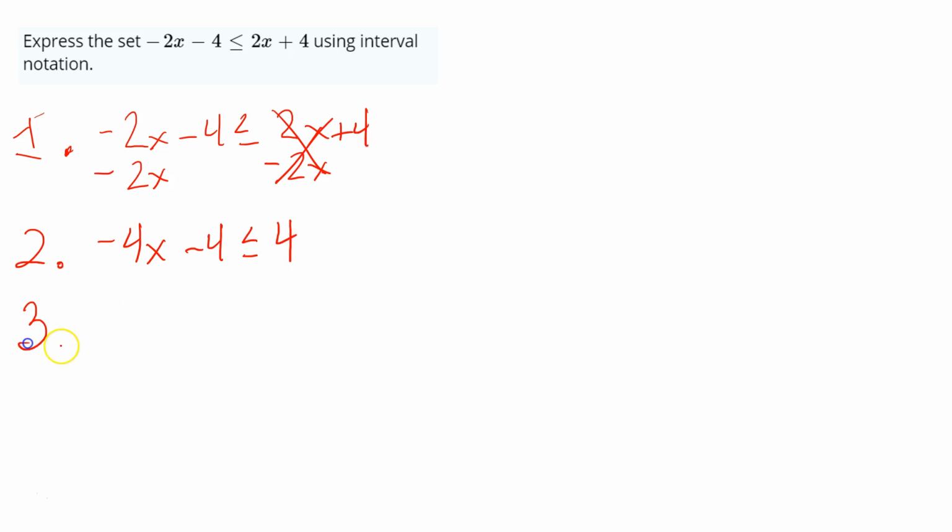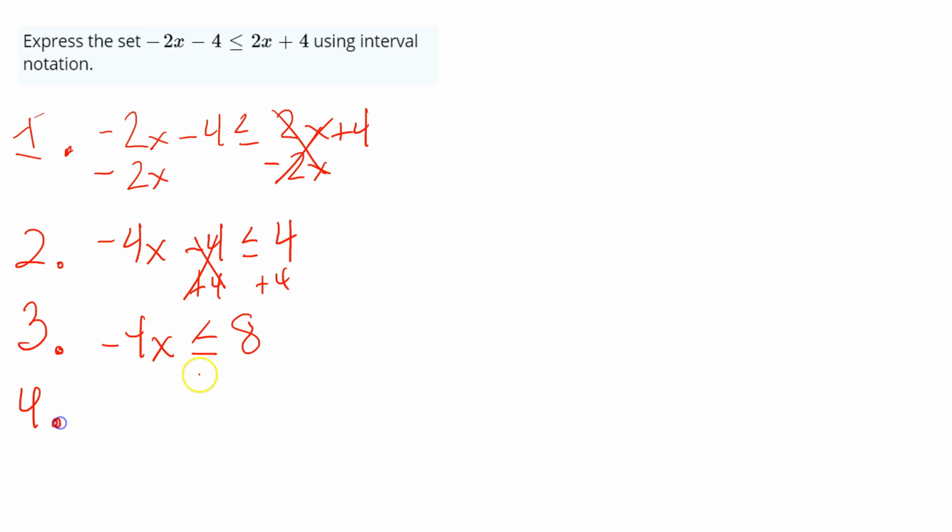After that, at the next stage, step 3, that is, you add 4 to both sides. So for example, do it this way right here. Write the next line. You copy the negative 4x. The negative 4 and the positive 4 again will cancel. You copy the less than or equal to. 4 plus 4 will be 8.